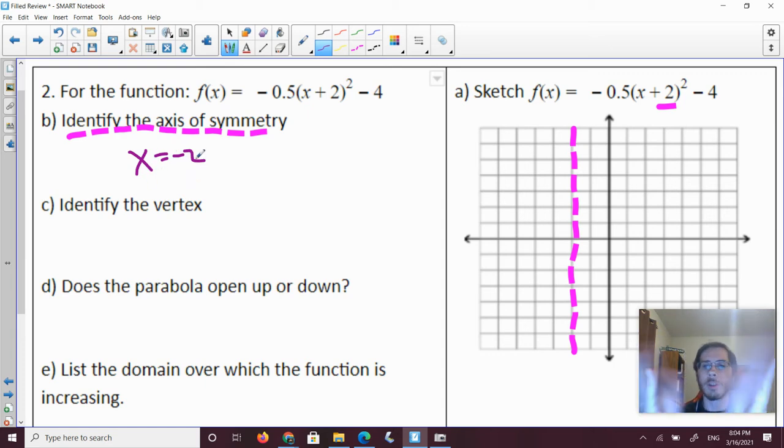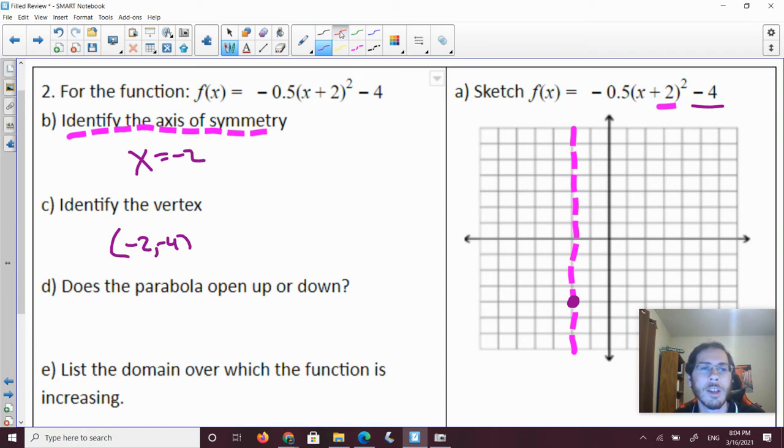But we know this parabola is going to fold around that line. So let's see what else we have to do. Identify the vertex. Well, the vertex has to be on this line somewhere. To get the vertex, we're going to go down 2 from the line. So 1, 2. So that's where the vertex is. It's a coordinate point, so negative 2, comma, negative 2. And again, that's either going to be the top or the bottom of the parabola.